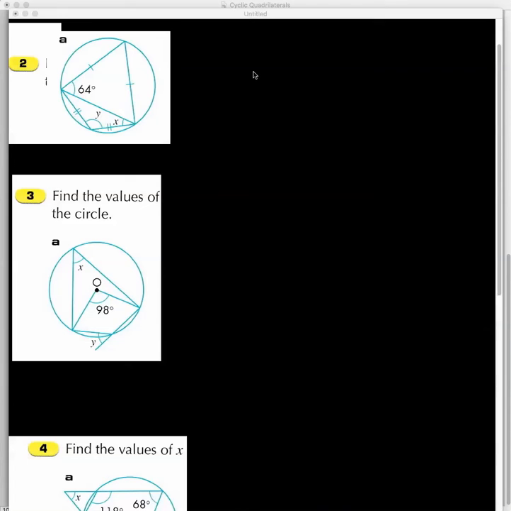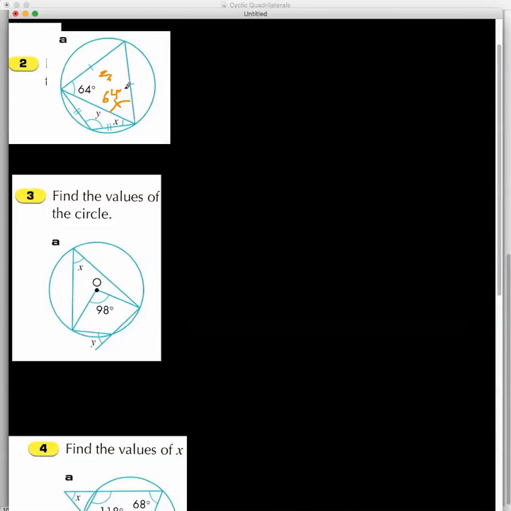Alright, so I have a few more. These are a little bit more complicated ones. Let's start here. So what do we have? Well, I can see two isosceles triangles. Remember, two lines here. So this triangle in the middle here is an isosceles triangle. And because of that, we know that this angle here is the same as this angle here. So this is 64 here.